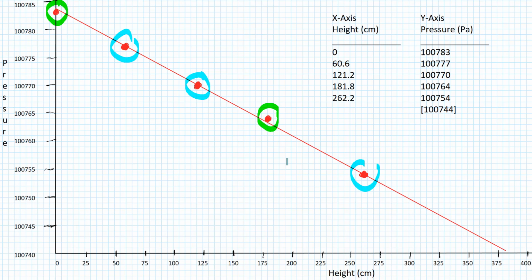You don't want all your data points to be below or all above. You want to kind of split the difference. So I like this. I think I've got a good trend line, we call that, fit to the data. And this data looks very linear.